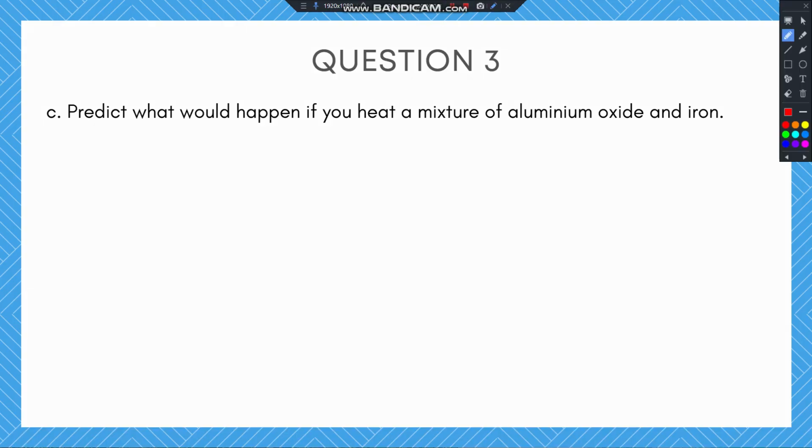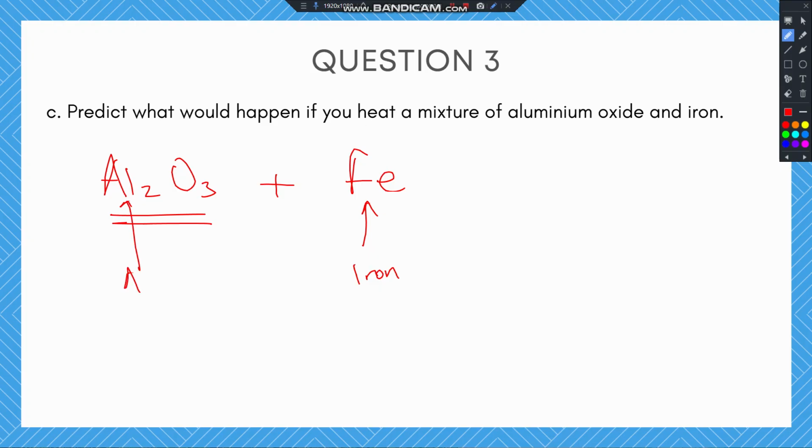Alright, so the next question says, predict what would happen if you heat a mixture of aluminium oxide, that's aluminium oxide over here, and iron. So let's see the metals that we have. We have iron over here, which is standing alone, and we have aluminium over here, which is in a compound. So if these two react, what exactly is going to happen? Iron is going to come over here and try to displace aluminium, but is that possible?